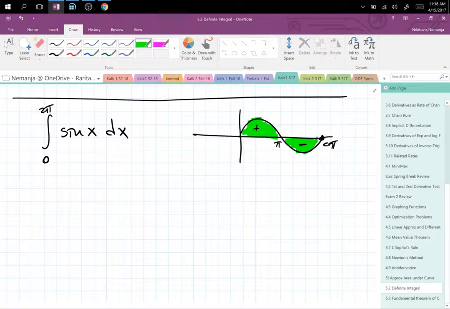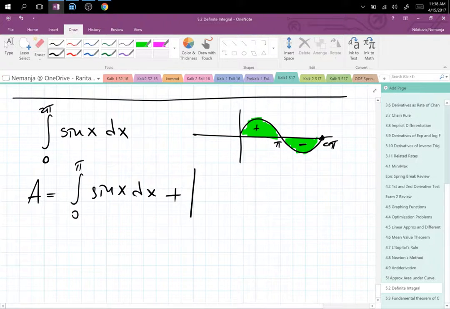So when you see problems, you have to make clear what the question is. Is the question area or just the value of the integral? Because if the question is area, you have to be clever to break the problem into two parts and deal with the second part using absolute value, so that you are not subtracting and canceling stuff. So if I want the area, I have to go 0 to pi sine x dx plus the absolute value of the integral from pi to 2 pi of sine x dx to compute this.